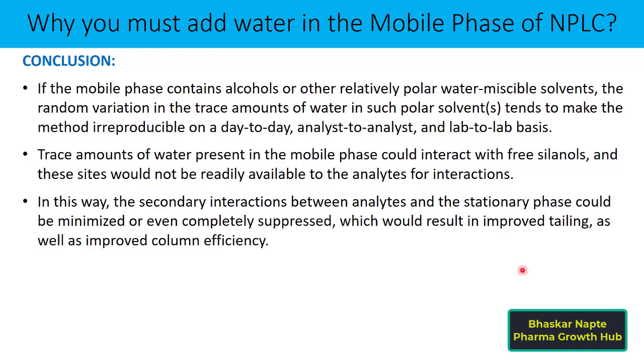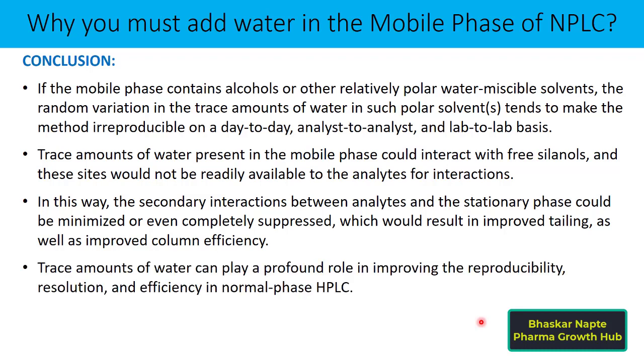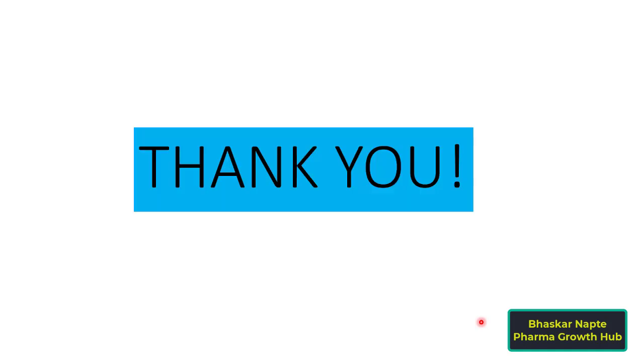In this way, the secondary interactions between analytes and the stationary phase could be minimized or even completely suppressed, which would result in improved tailing as well as improved column efficiency. Trace amounts of water can play a profound role in improving the reproducibility, resolution, and efficiency in normal phase HPLC. Thank you so much.